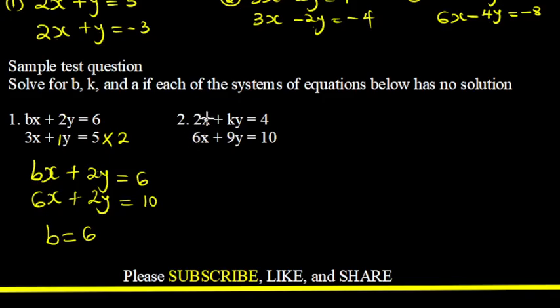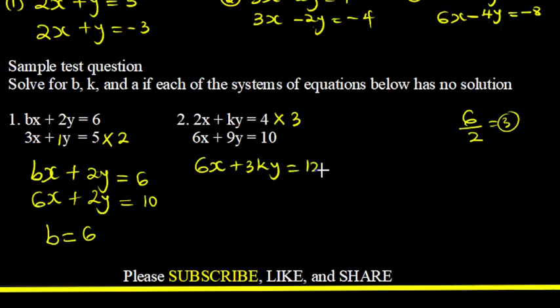So let's compare. We'll see that this is 6 and this is 2, so we look at the ratio. This is 6 over 2, which is equal to 3. What it means is that when we multiply this first equation by 3, we'll make it exactly equal to this one. So 2x times 3 is 6x, ky times 3 is 3ky, and 4 times 3 is 12.